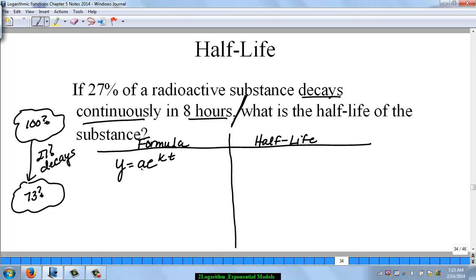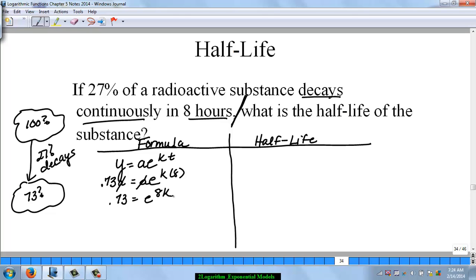So here's A. This is 100%. It's going to take 8 hours for 27% to go away, so that's 73% of it. So we change it to a decimal. I say, okay, 73% of A, this is what I started out with, this is what's left. E, I don't know what K is, but I knew it took 8 hours. All right, let me say that again. So here's my initial. It decayed 27%, so 73% of the initial. I don't know how much it is, so that's why you say the A. Now the A's are going to cancel out on you here, but it's pretty cool. So now I have 0.73 equals e to the 8k.